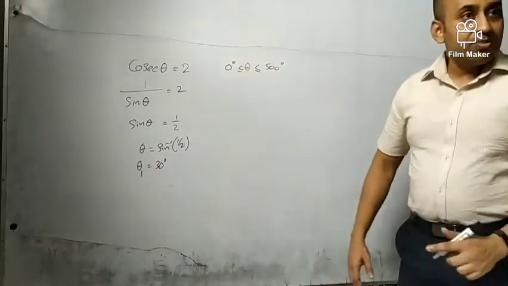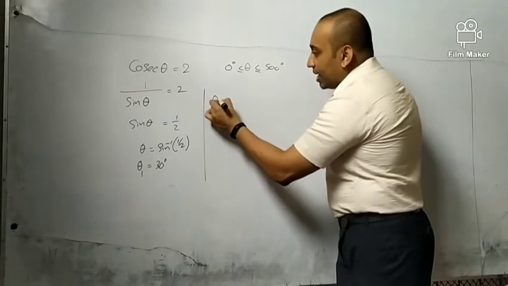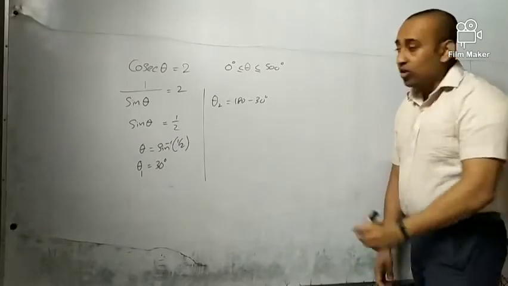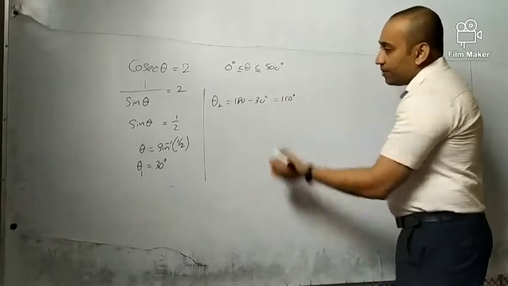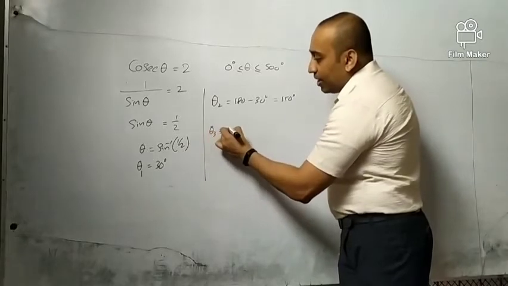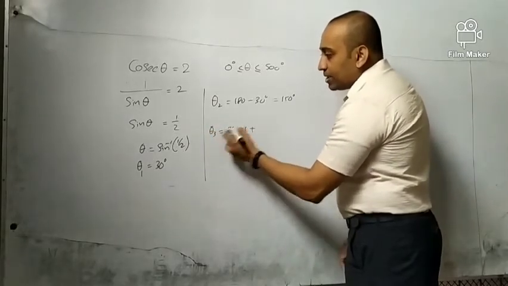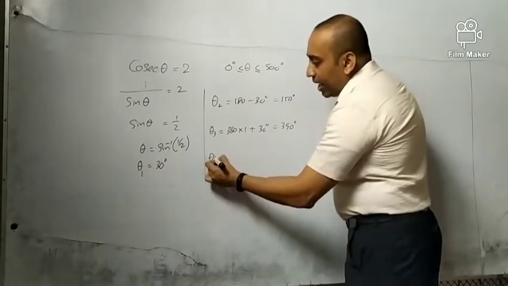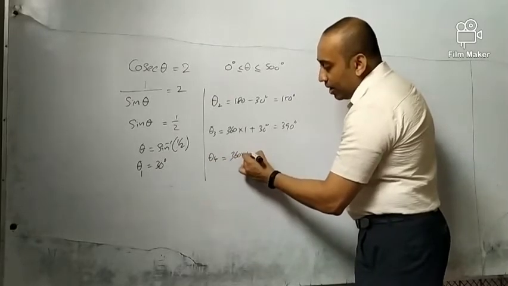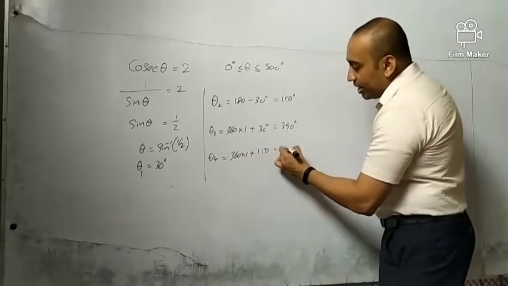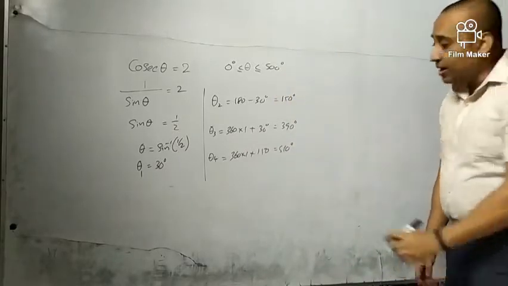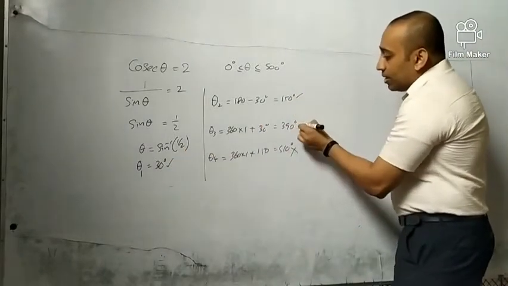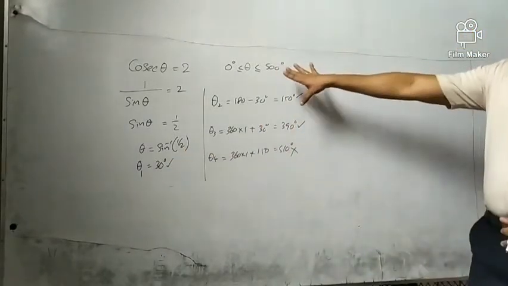According to the trigonometric relationship we have learned, we can obtain the second angle by 180 minus 30, or pi minus the radian angle over here. So the second angle is 150. Then the third angle, you can calculate by 360 into 1 plus the first angle, 30. That is how much? 390. The fourth angle you can calculate by 360 plus 150, that is 510. But the range here is 500, so this does not count. So these are the answers we can accept for the given range.